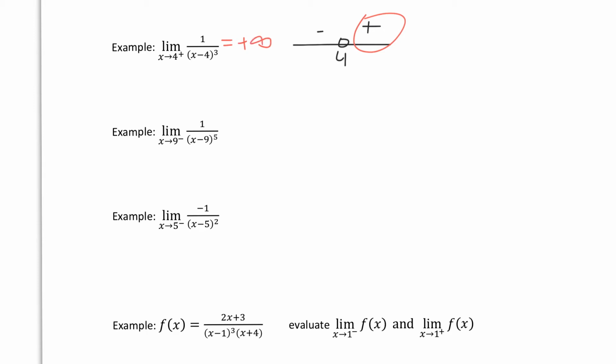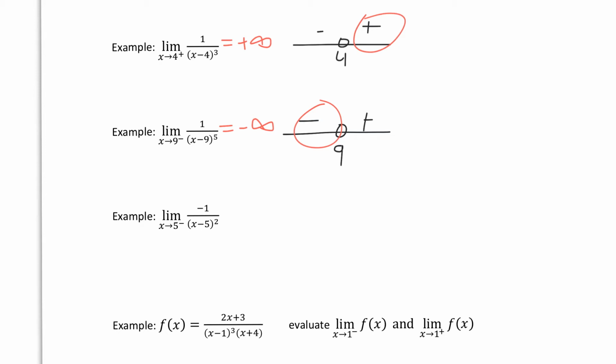Let's try the next one here. We've got x approaching 9 from the left, so we draw our sign diagram. Pick a number bigger than 9, say 10, positive, negative. Here we're approaching 9 from the left, which means we're going to take this portion here, so we get negative infinity.